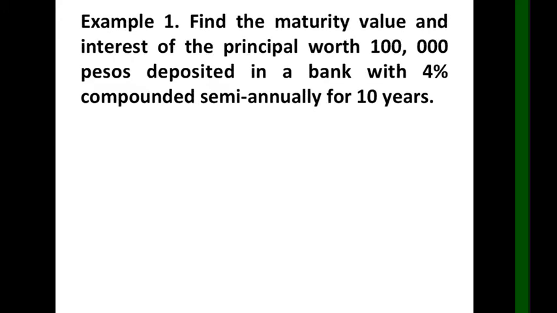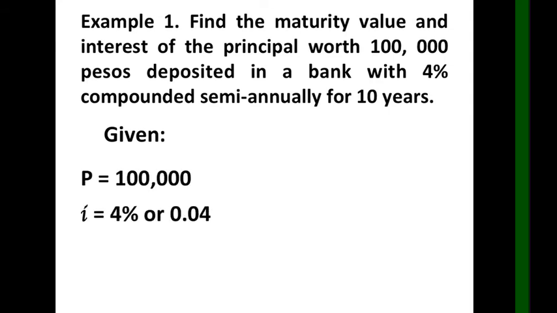Now, to understand it better, first we need to write the given. The given I showed earlier is P, I, M, and T, or with an acronym, PIMT. What is P? That's 100,000. I is 4% or 0.04. M is 2. Why? Because the given is compounded semi-annually. Always look at the word compounded and the word that follows it. If it is semi-annually, it is equal to 2. If it is quarterly, it is 4. If annually, 1. If monthly, 12. And T is equal to 10 years.